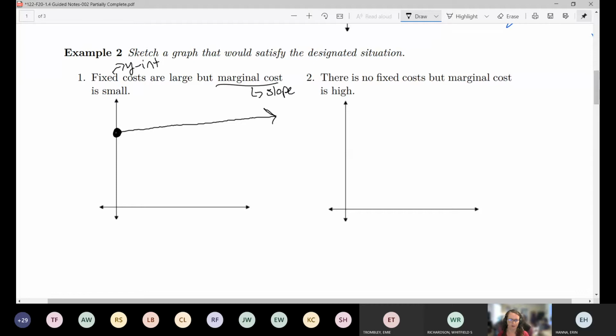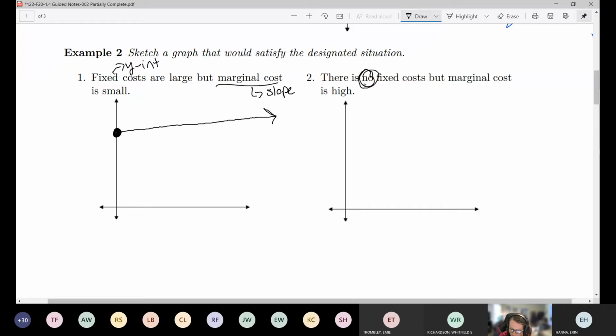not quite steep line going on. But that's kind of how that situation would look, is we would be starting high up on the y-axis and then just moving very slowly upwards as we move from left to right. Whereas when we jump over to the second one, it says no fixed cost, but marginal cost is high.